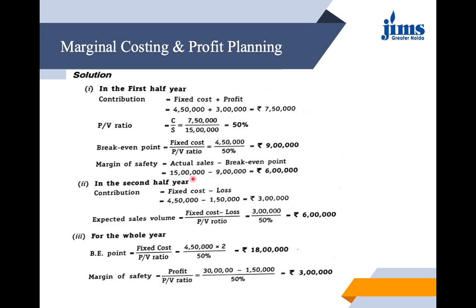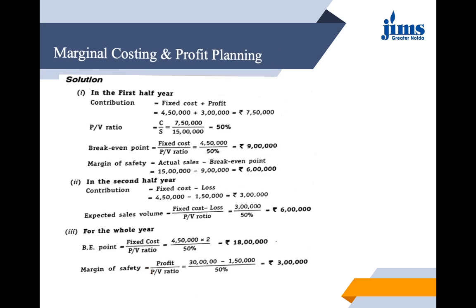In the second half year, contribution is 3 lakh because there is a loss. Then expected sales volume can be calculated by fixed cost minus loss upon PV ratio, that is coming out as 6 lakh. And for the whole year, break even point can be calculated as fixed cost upon the PV ratio, that is 18 lakh. Margin of safety can be calculated as profit upon PV ratio, that is coming out as 3 lakh rupees.